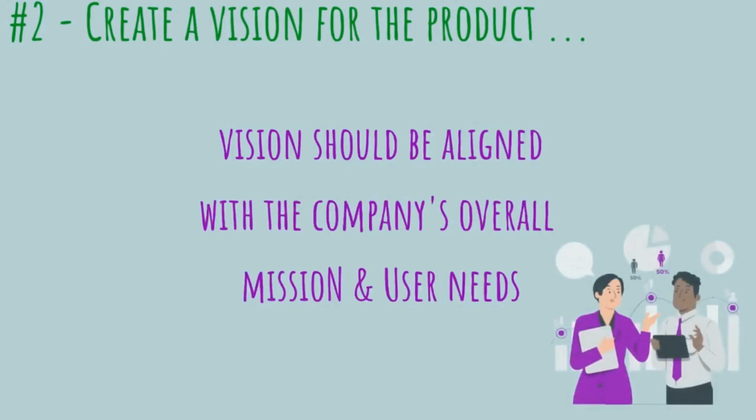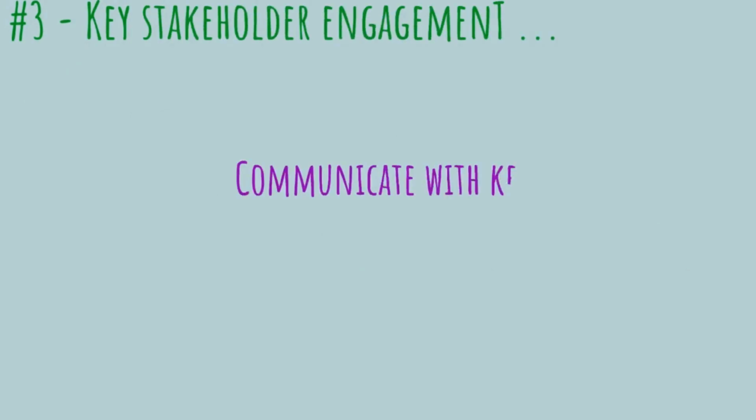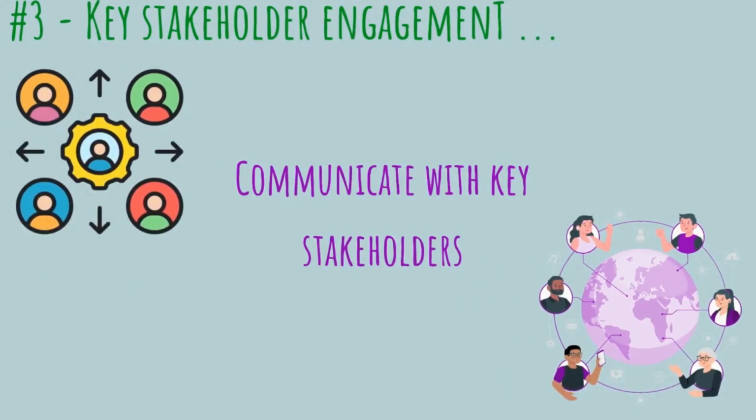Step 2. Create a vision for the product. The product vision communicates the product's long-term objectives in a concise and inspiring way. The vision should be aligned with the company's overall mission and should capture the value the product will bring based on the user's needs. Step 3. Key stakeholder engagement. Communicate with key stakeholders including executives, product managers, engineers, designers, and marketing teams. Ensure that the product vision and goals align with the organization's broader goals by gaining their input and buy-in.